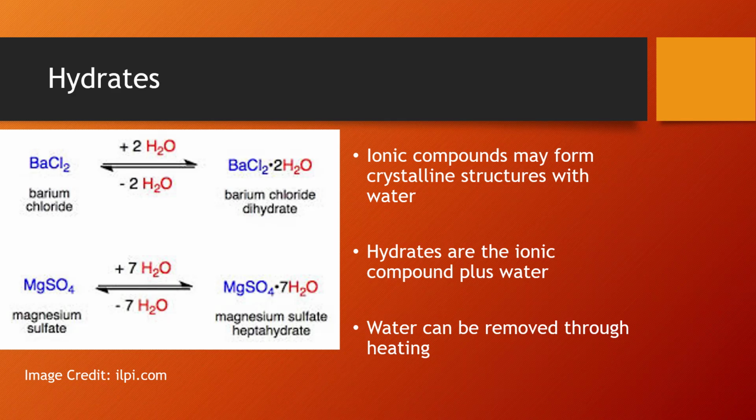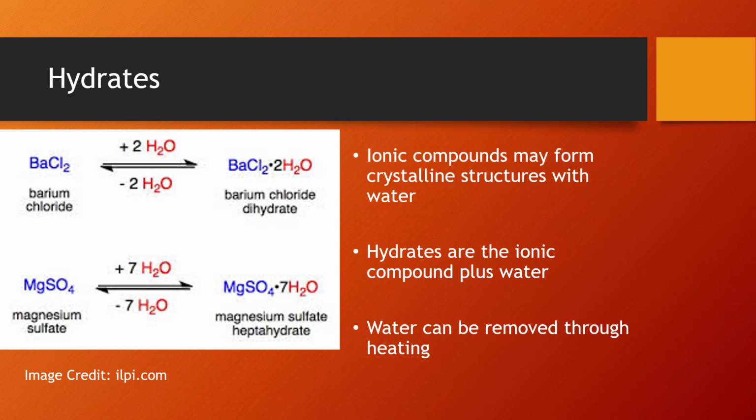Now, hydrates are something I just wanted to touch on here. Take a little extra time to explain. You're going to see these pretty often, where you have something like barium chloride, and it's being sold as barium chloride dihydrate. Now, what happens here is you get the ionic compound, barium chloride, but you also have water involved in that. And that's because ionic compounds may form crystalline structures with water.